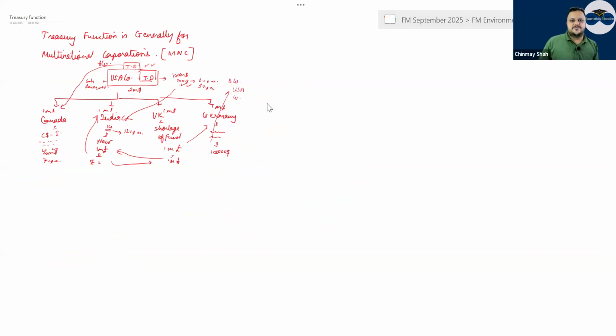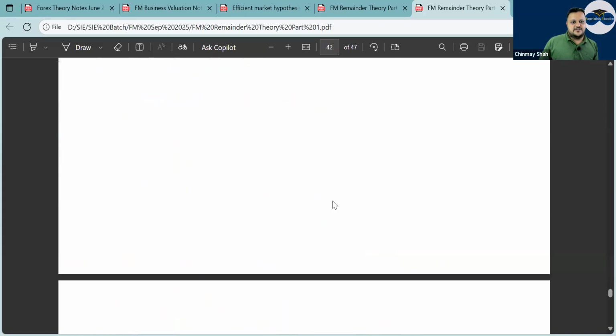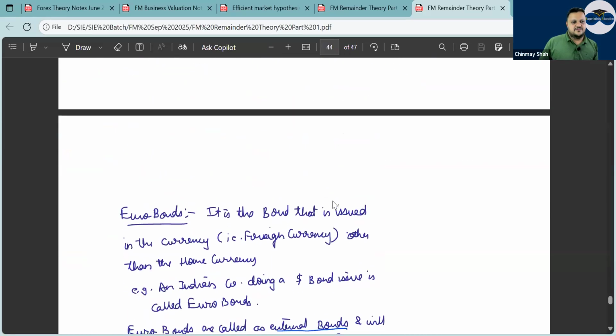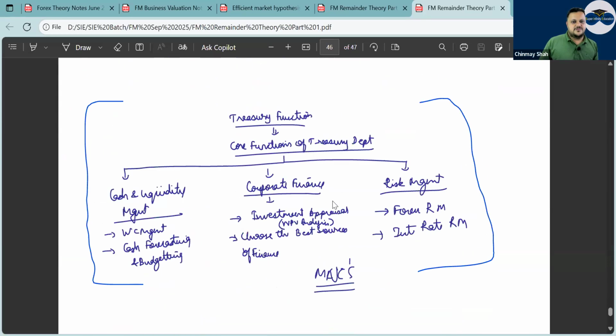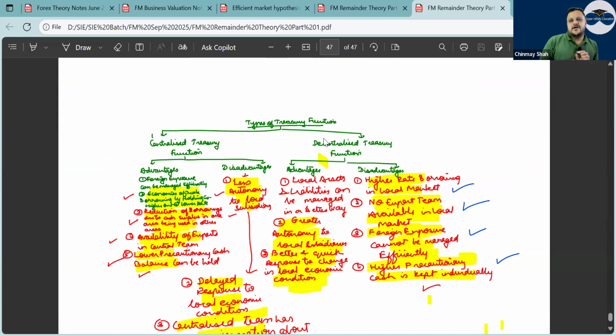The treasury function, advantages, disadvantages. You can have a look at it. After this, I think there's nothing in this chapter. Euro bond and so on are done, right? Euro bond, Euro loans, treasury functions. You can go through the treasury function once. Advantages, disadvantages of centralized and decentralized. You have to learn it, correct? Treasury function. A lot of people say that it will not come in Section C, but I'd like to differ. Maybe advantage, disadvantage. You might see treasury function somewhere.